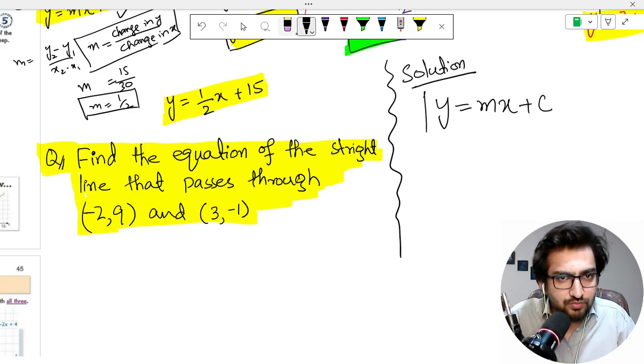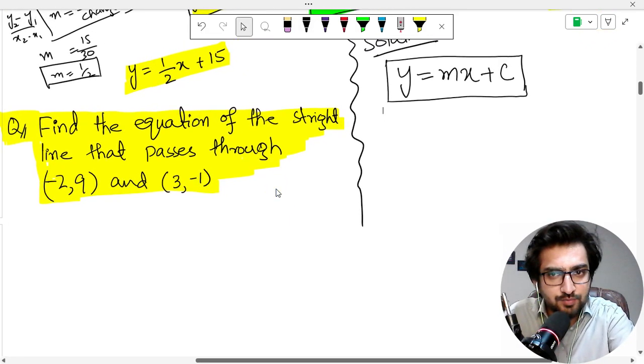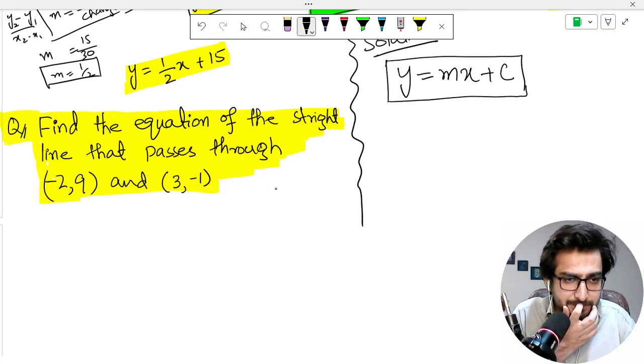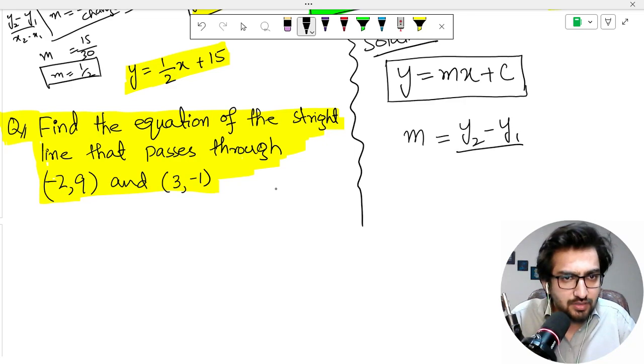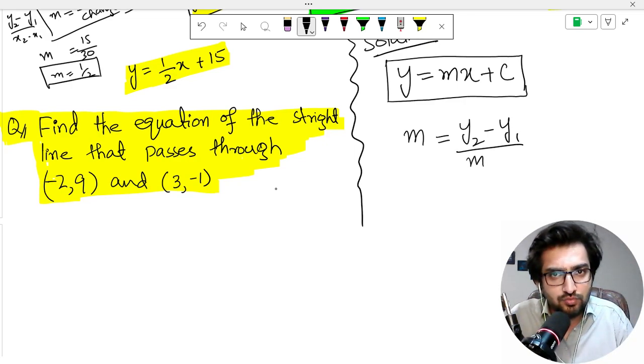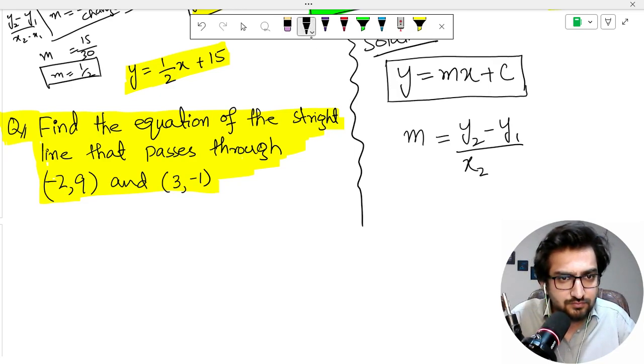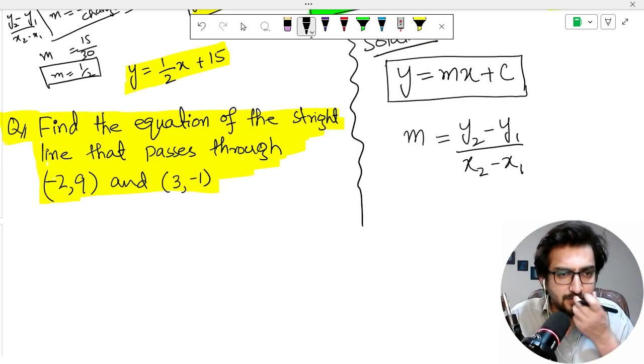This is the equation, the general equation in which we need to put the value of m and c. So let's put the value of m first. So m is equal to y2 minus y1 divided by x2 minus x1. Okay, so that is the formula to find out the slope. And let's put all these values in order to find out slope.